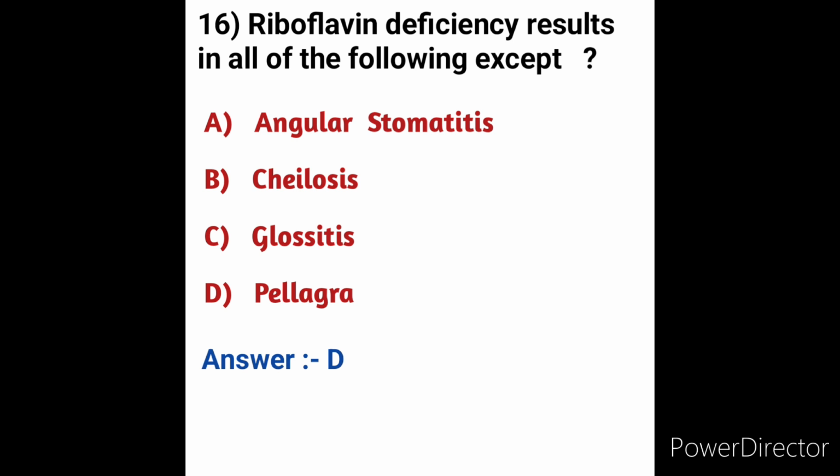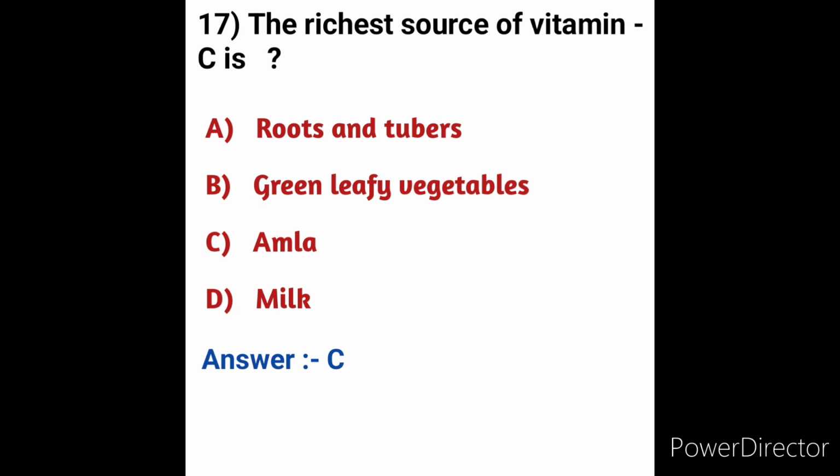The richest source of vitamin C is, we will see the options here. Option A, roots and tubers. Option B, green leafy vegetables. Option C, amla. And option D, milk. Here vitamin C means the citrus fruits. Here the citrus fruit is amla. Option C is the correct answer.